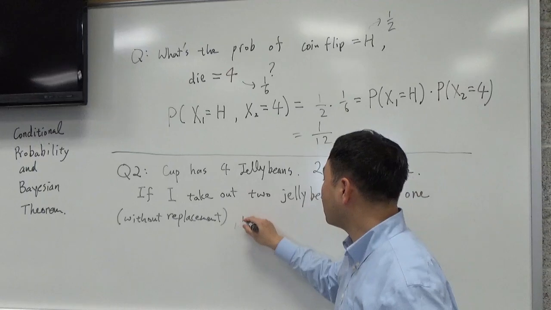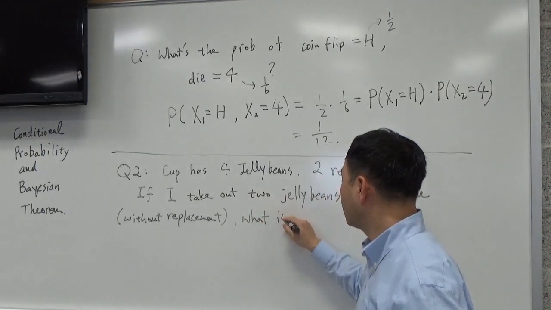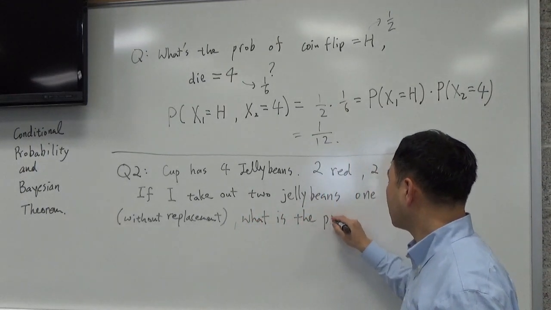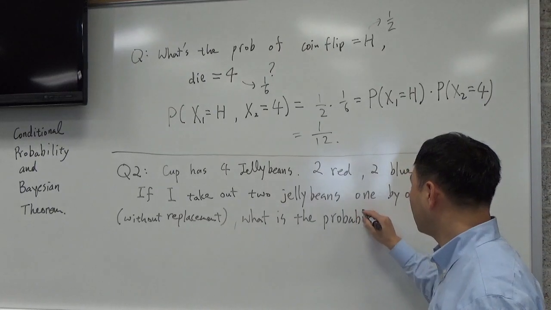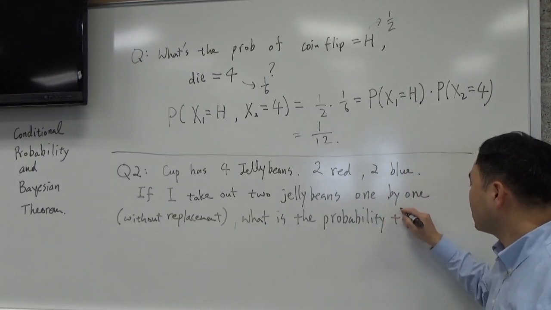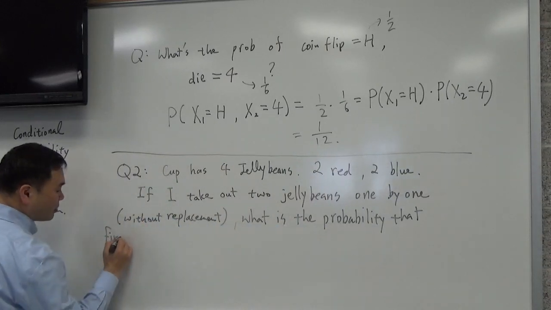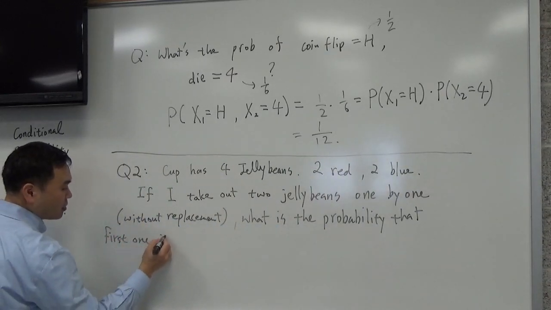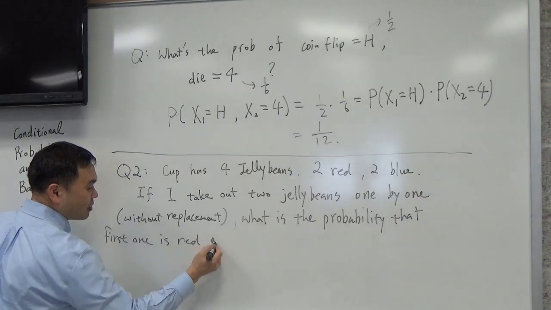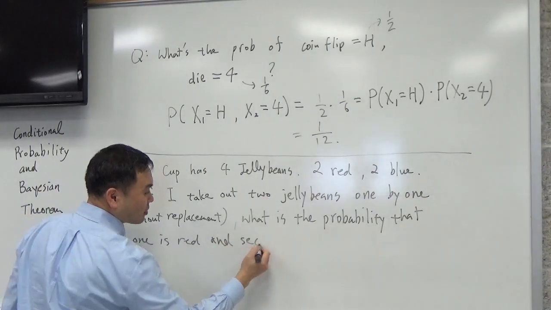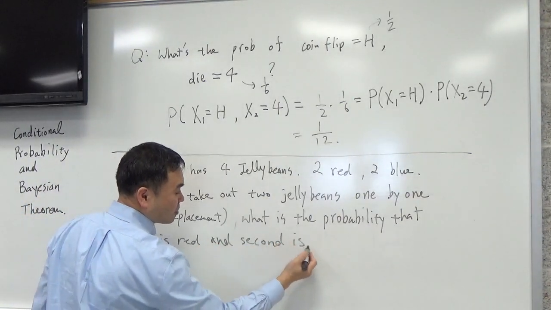What is the probability that first one is red and second is blue? Okay.